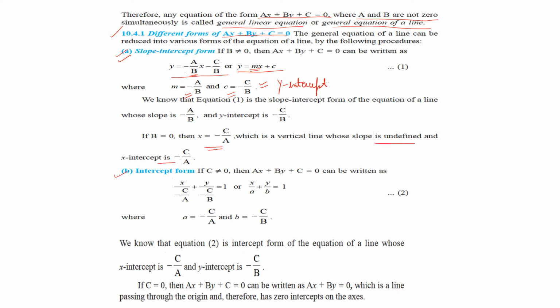Now, how to convert it to intercept form? If ax plus by plus c equal to 0, with the condition that c should not be equal to 0, we take the constant to the other side and keep it positive as 1. To get the x and y intercepts, I should express this equation as x upon minus c upon a plus y upon minus c upon b is equal to 1. So, these values will give you the respective x and y intercepts.